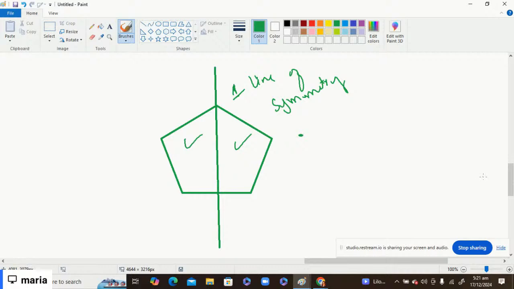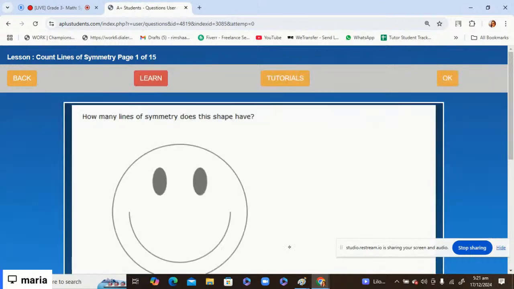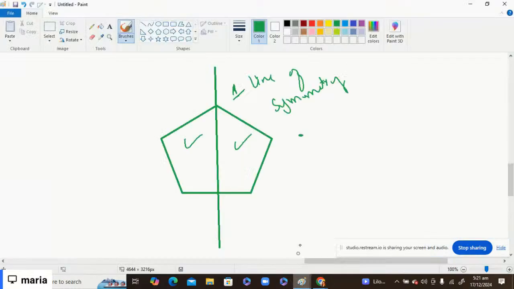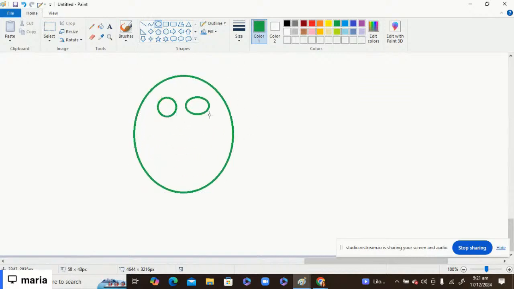Okay, so here let's do the test questions and then you will understand them better. So look here, how many lines of symmetry does this shape have? For example, here is the emoji face. Okay, here is the emoji face, and here are the two eyes. It's a shape like this. When you are going to cut down this, for example, I'm going to cut from the top this way. Is it a possible line of symmetry?